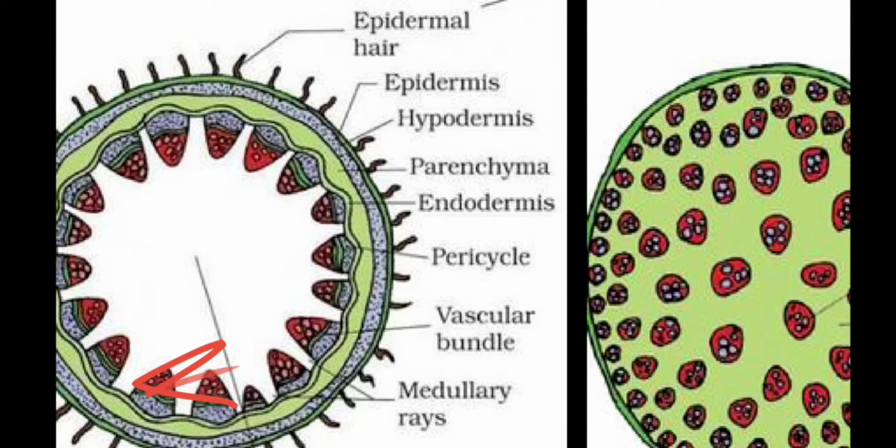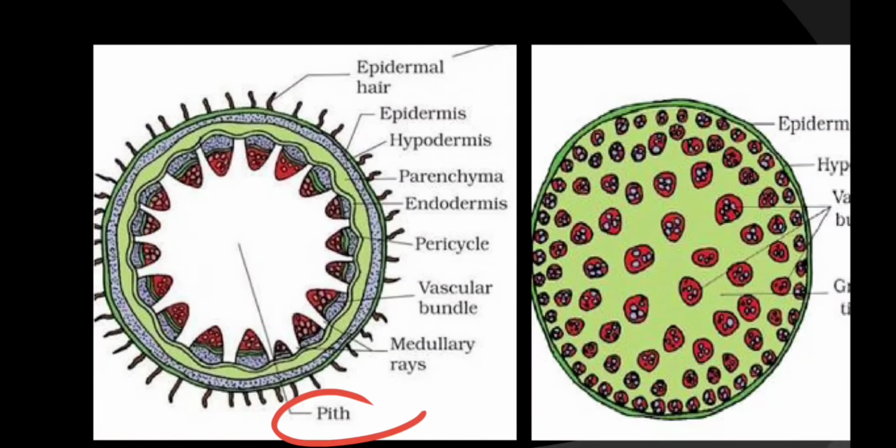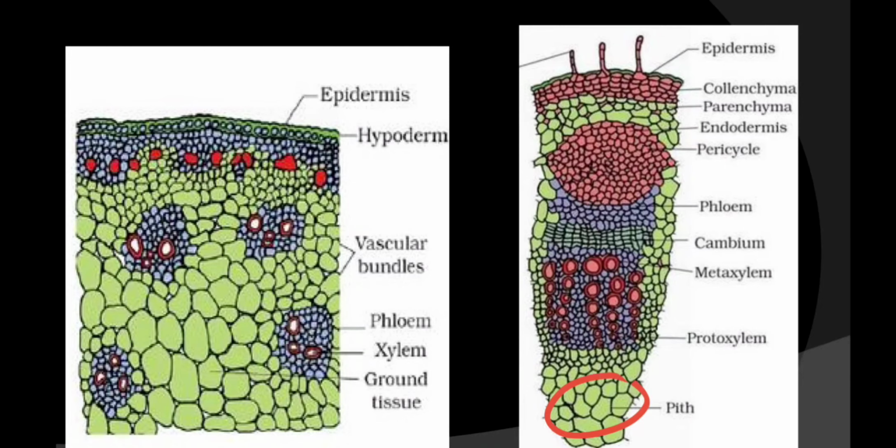Now if you move to the center, you will see there is a pith area. Pith is made up of parenchymatous cells. Their function is to store food materials as well as waste. So this is the pith region. Okay guys, so this is all about the dicot stem.